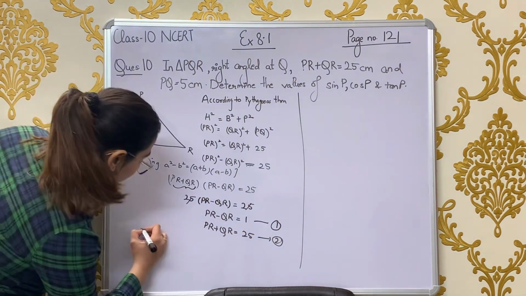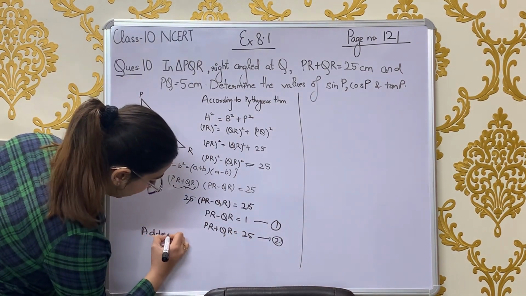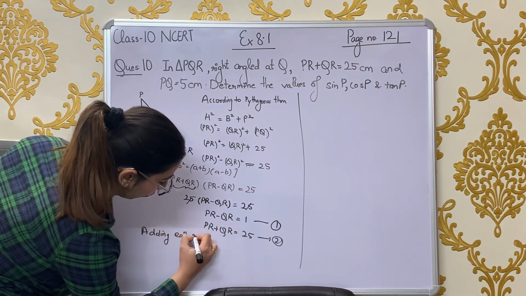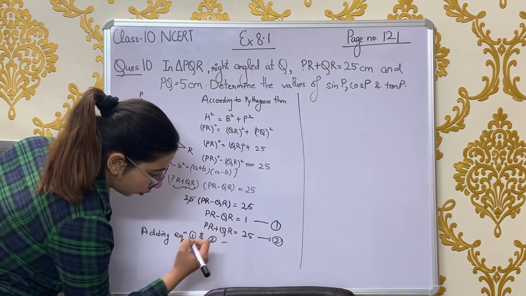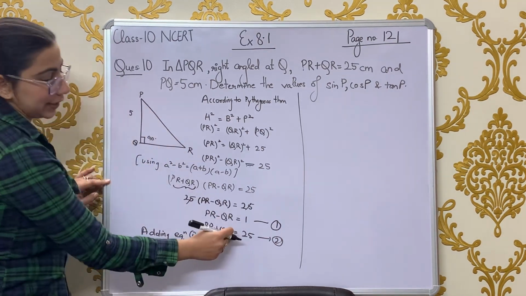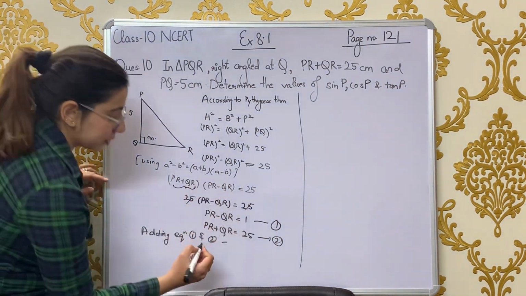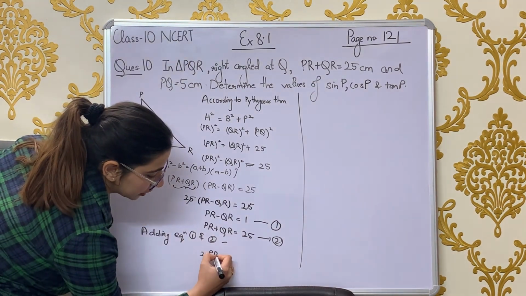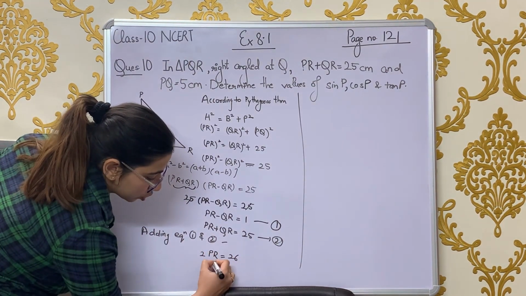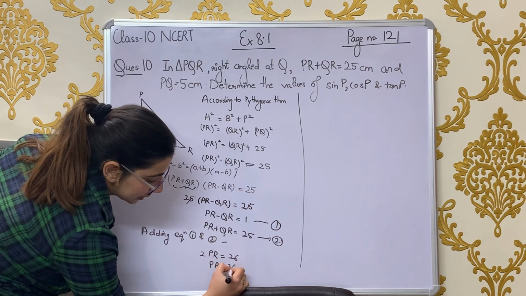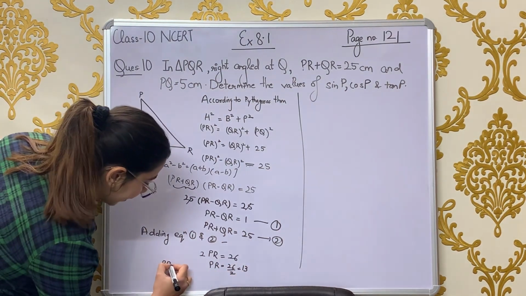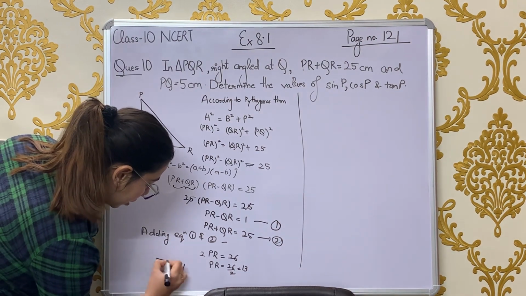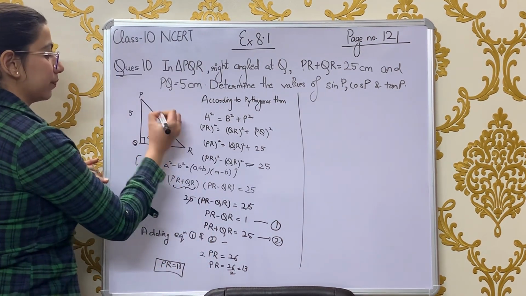And we are also given that PR plus QR is equal to 25. Equation 2. Adding equations 1 and 2, QR is going to get cancelled because they are of opposite sign. I will get 2PR is equal to 26. So PR is equal to 26 by 2 which is equal to 13. So PR comes to be 13.